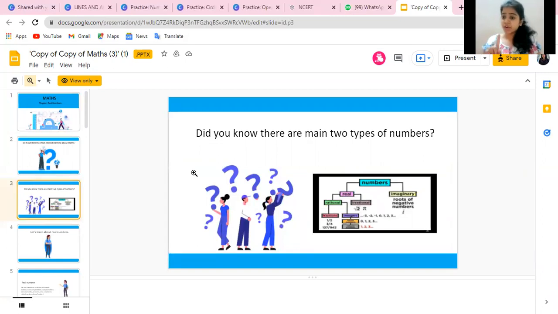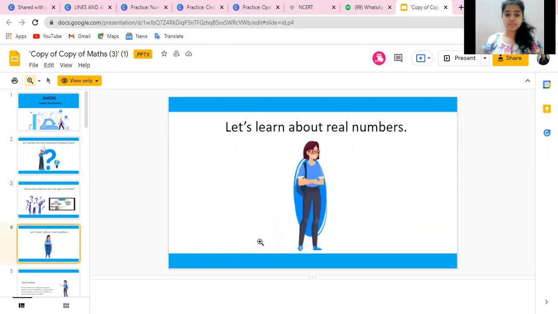The two types are real numbers and the imaginary numbers. Real numbers can be further divided into rational numbers as well as irrational numbers. And imaginary numbers are roots of negative numbers, which we don't need to understand at this particular standard. We'll understand this in higher standards. The real numbers are something that we'll learn in this chapter. Now, real numbers are divided into two subcategories, that is rational numbers as well as irrational numbers. Okay, now let's move on to the next.